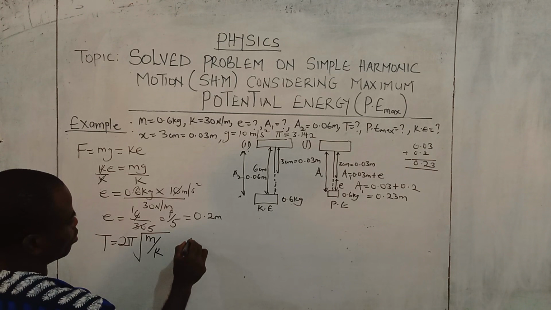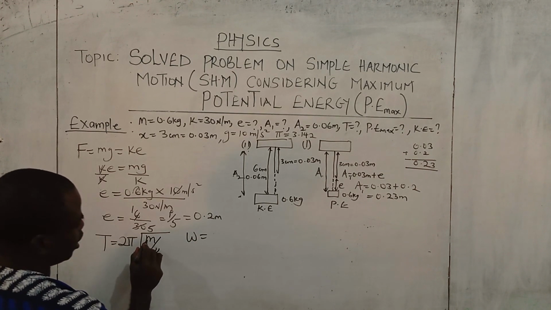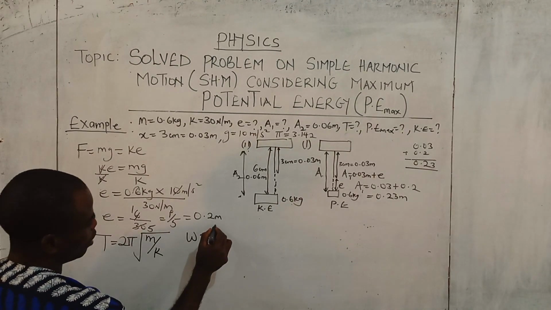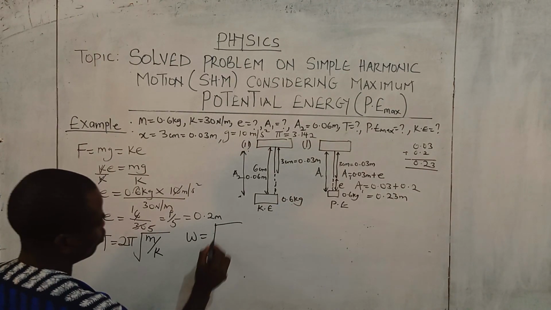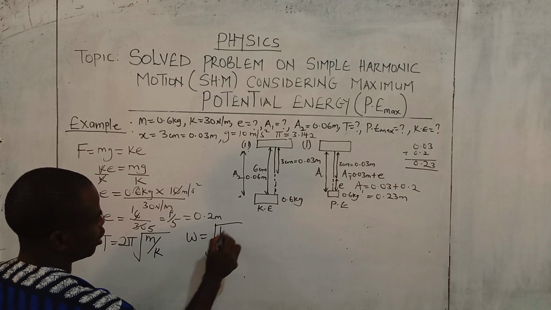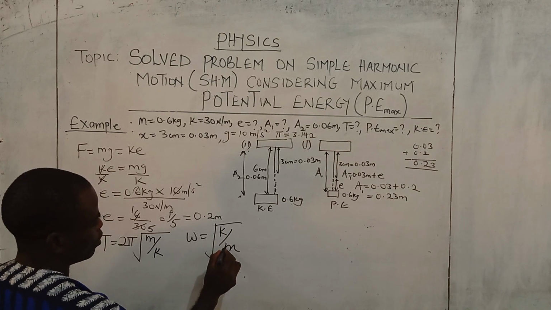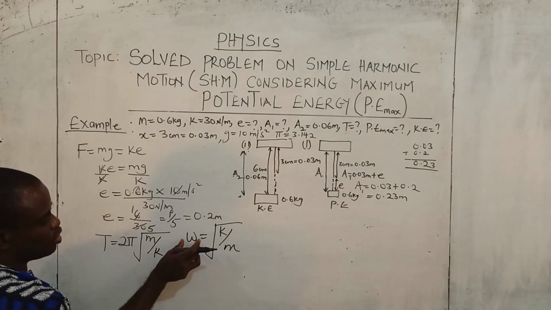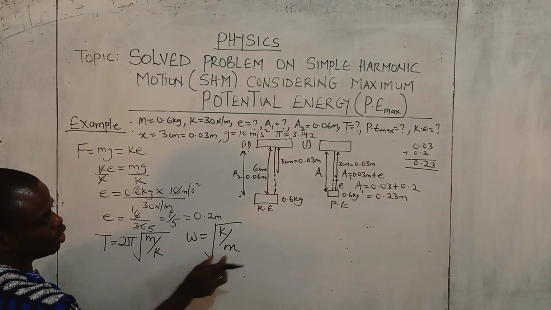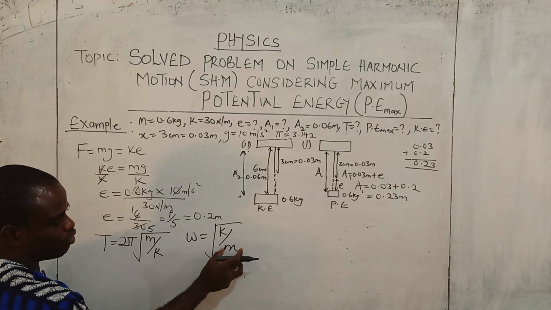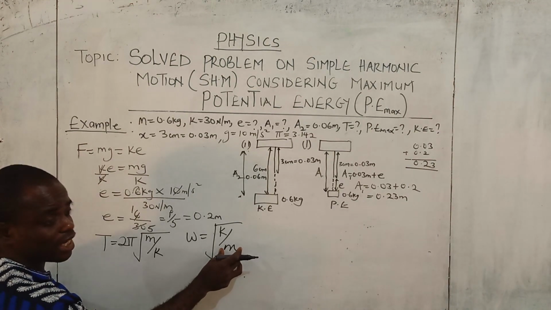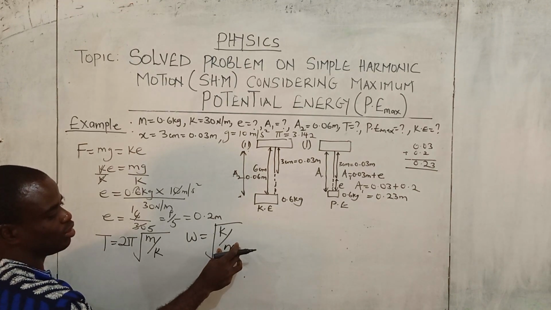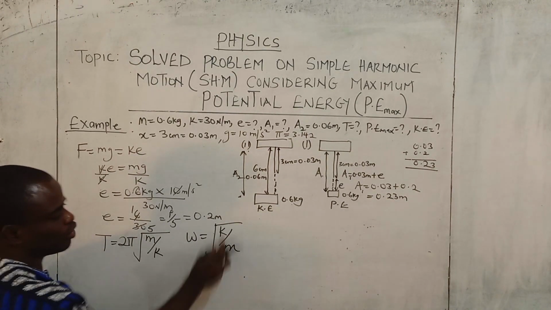Now, don't make the mistake of putting k at the numerator when you are dealing with angular speed. The angular speed is the square root of k over m. A method you can use to remember it your own way: when w is facing up, the two legs of the capital letter M are facing down. Let m be at the denominator when you are dealing with w equals square root of k over m.